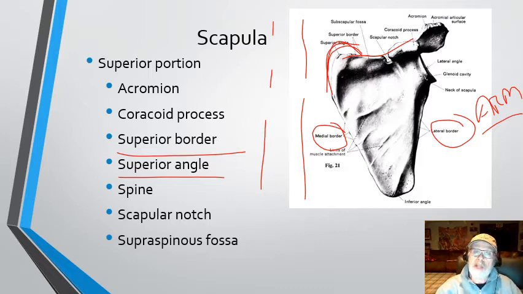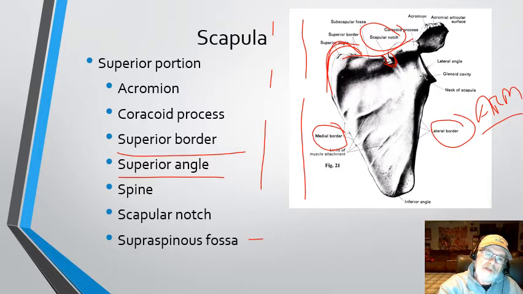Okay. The scapular notch. Well, notch is like a little cutout area. Well, there it is, right there. There's the scapular notch. Sits right there at the very top of the scapula. Again, some structures will go through it, nerves and arteries and stuff like that. So that's called the scapular notch, okay?